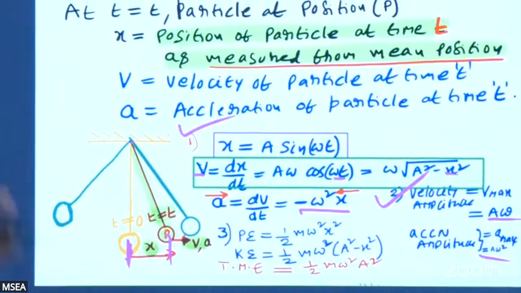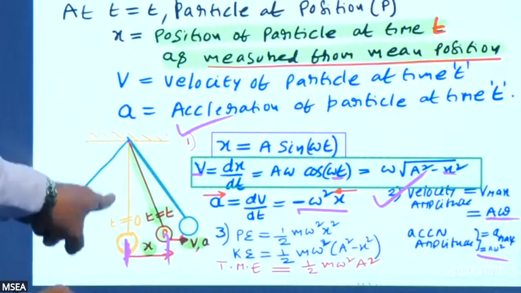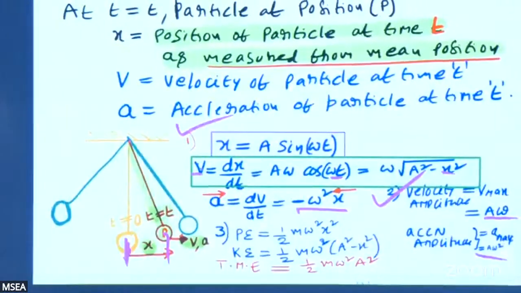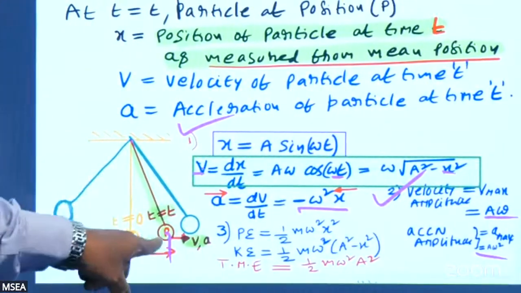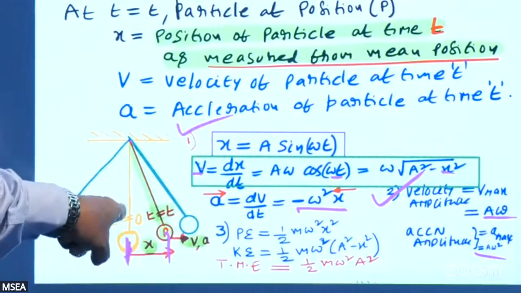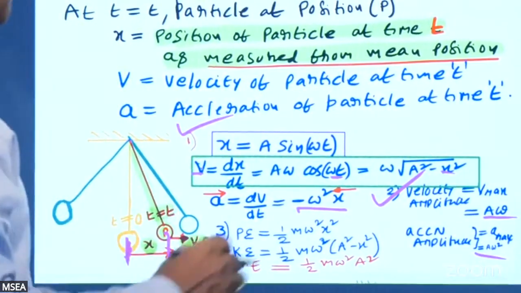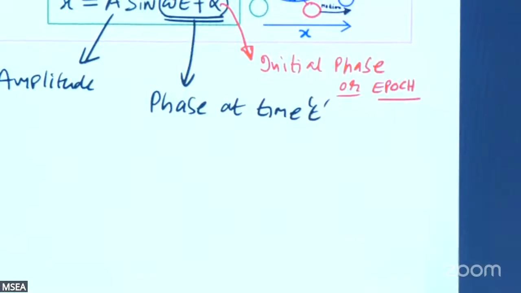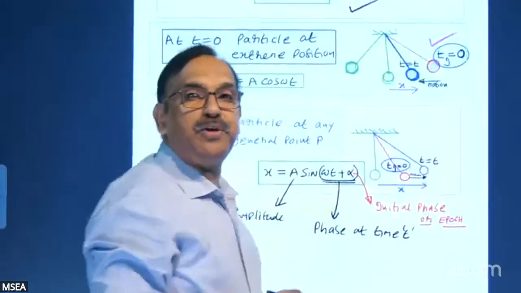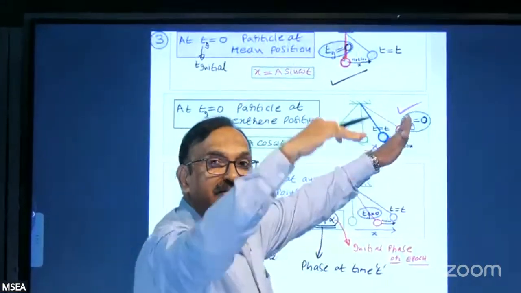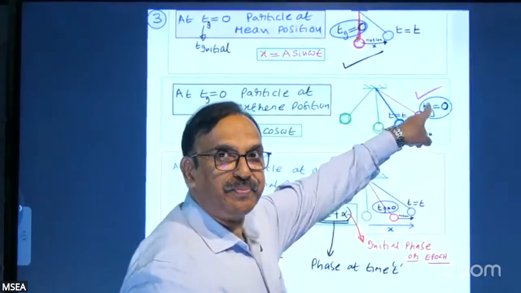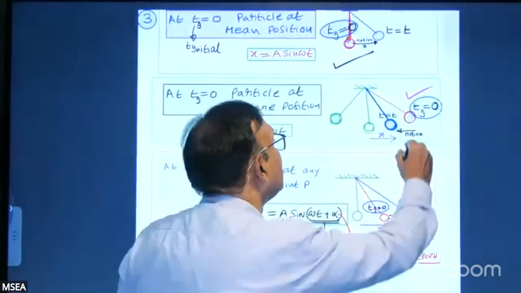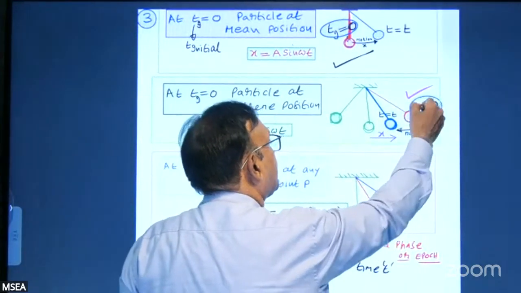Okay. The small point we have to make a note of is that x is equal to a sin omega t. That formula is applicable provided the time is started counting when the body is at the mean position. At t is 0, the body needs to be at the mean position. Now, on some occasions, at t is 0, the body may be at the extreme position. When the body is at the extreme position, that time you start the stopwatch and that moment is 0.